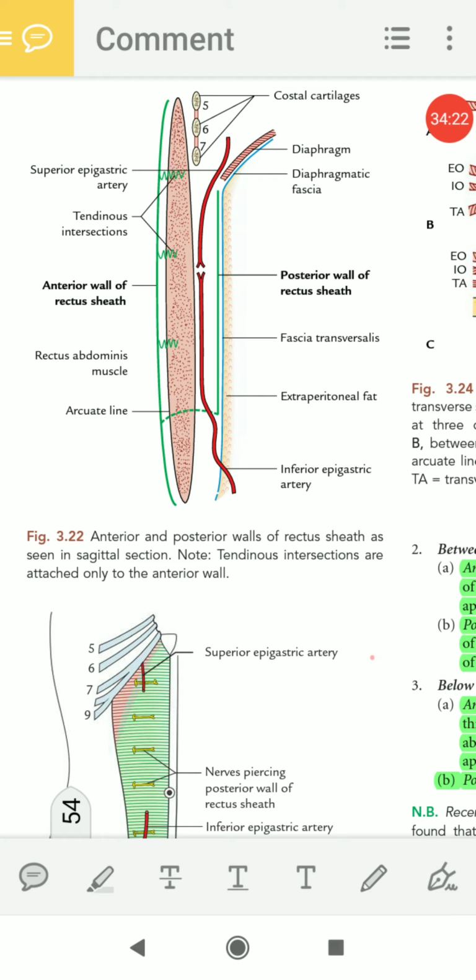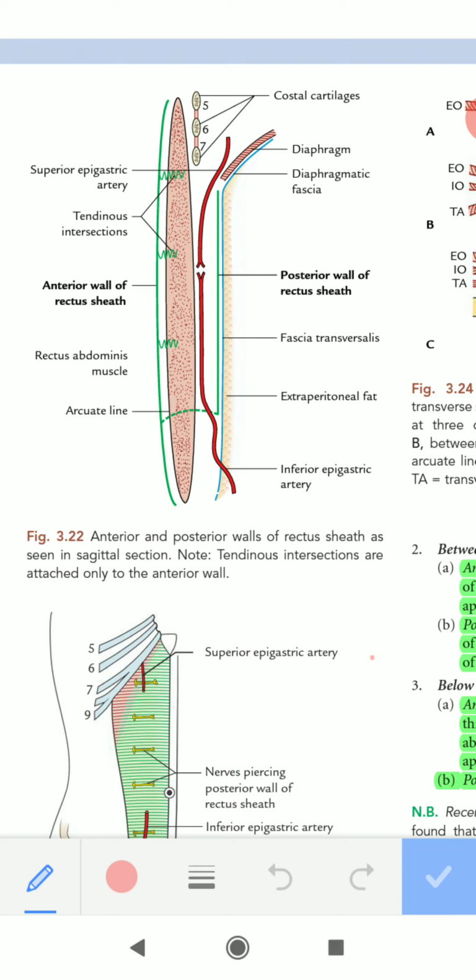So let's see the rectus sheath. We told you that the rectus sheath has two layers, anterior layer and posterior layer, or anterior wall and posterior wall. So this is the anterior wall, and this green is the posterior wall. Okay. You can see there are the 3 intersections of the rectus abdominis muscle. They are attached with the anterior wall of the rectus sheath, but the posterior wall is devoid of this.